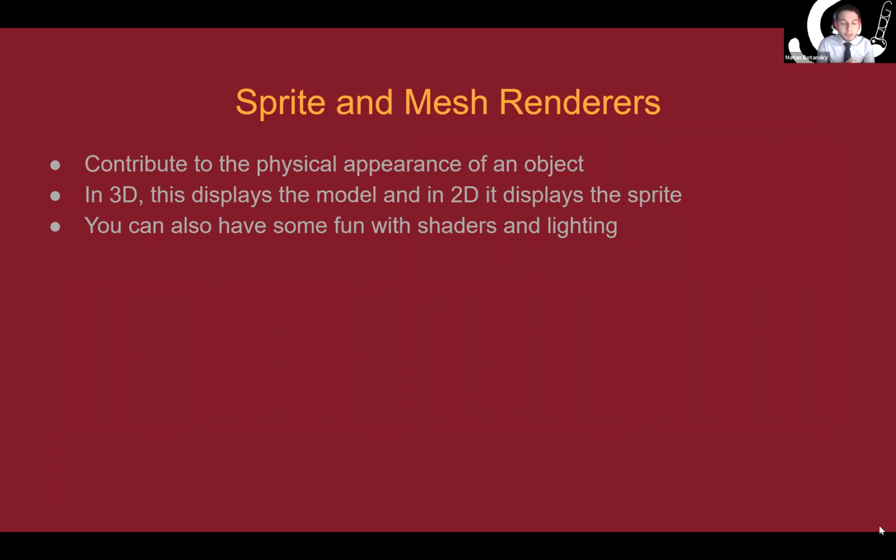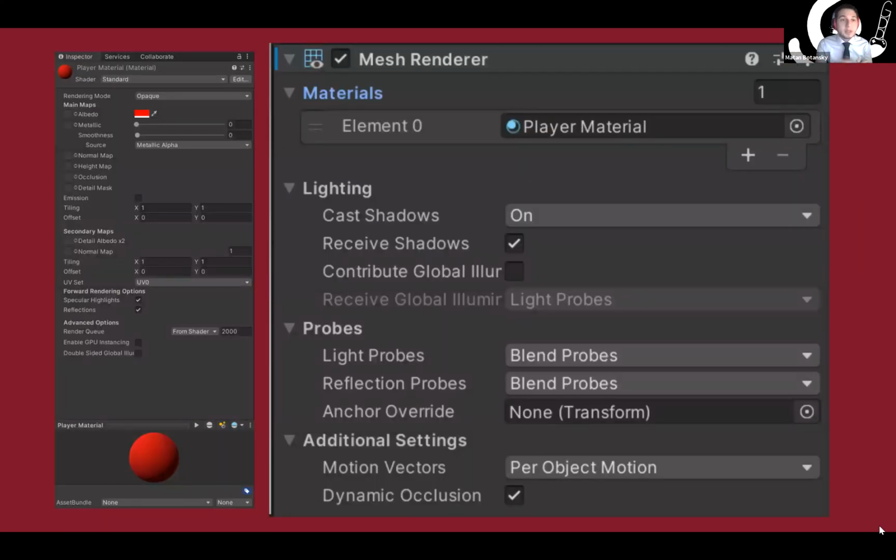Now, Sprite and mesh renderers basically impact the physical appearance of anything in the scene. Any object that has this component is visible, meaning that if you don't have this component on an object, you actually can't see it at all. So if you go to the next slide, we have a couple of examples of how we can manipulate this. So firstly, every object has a material.